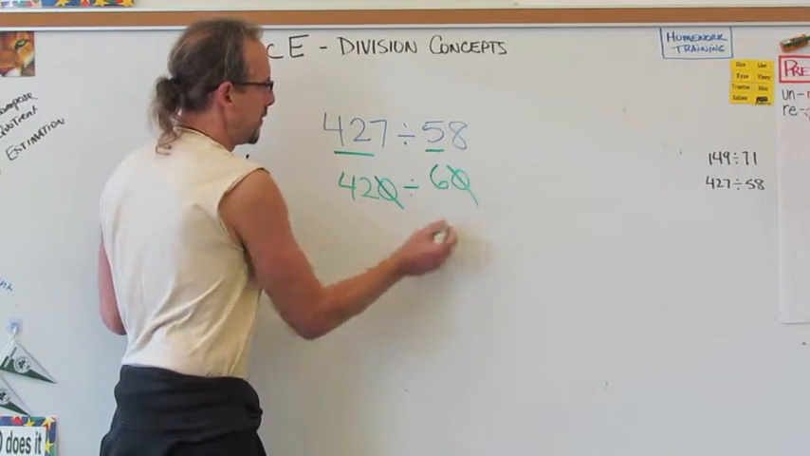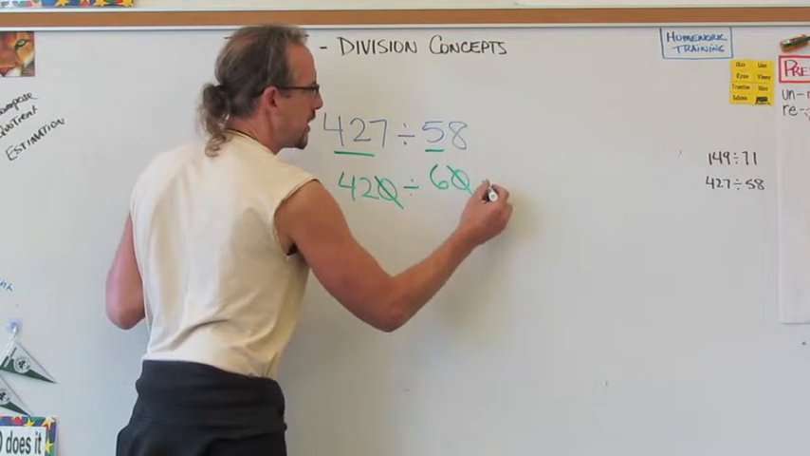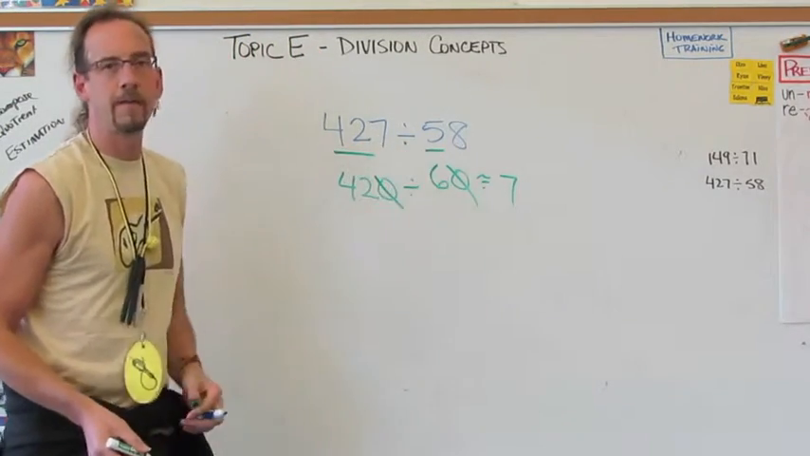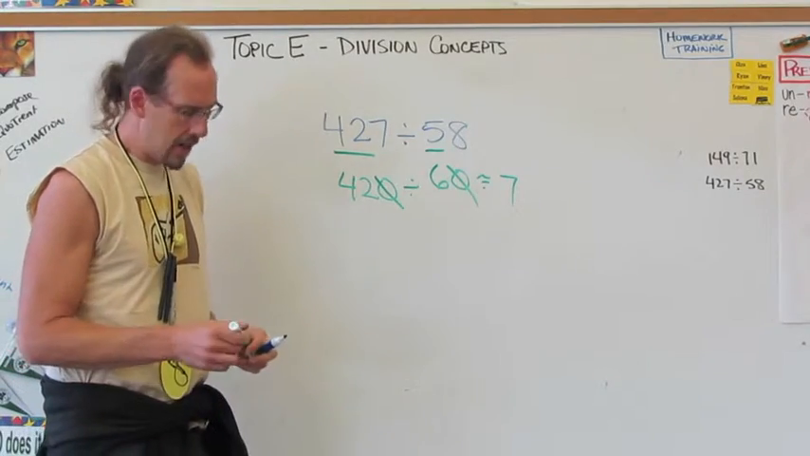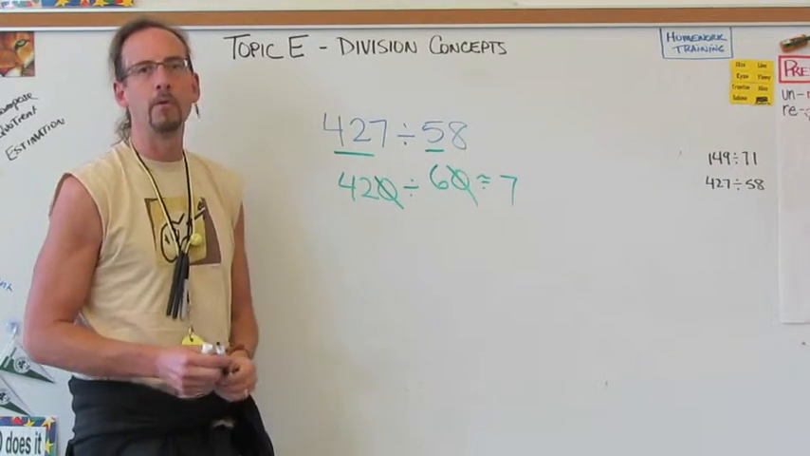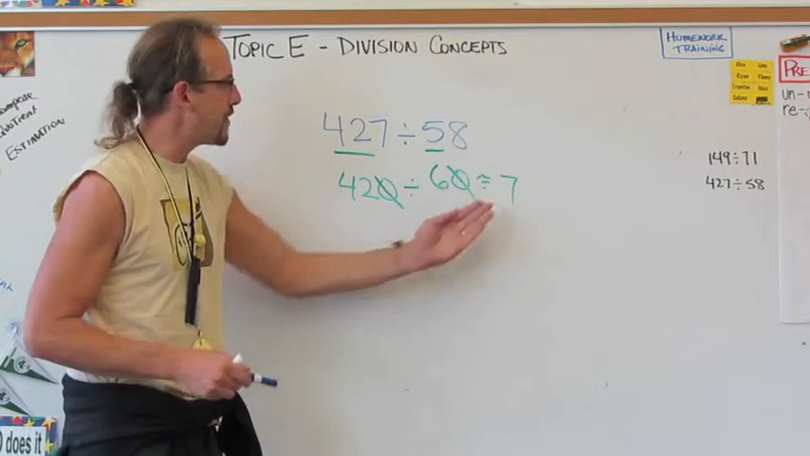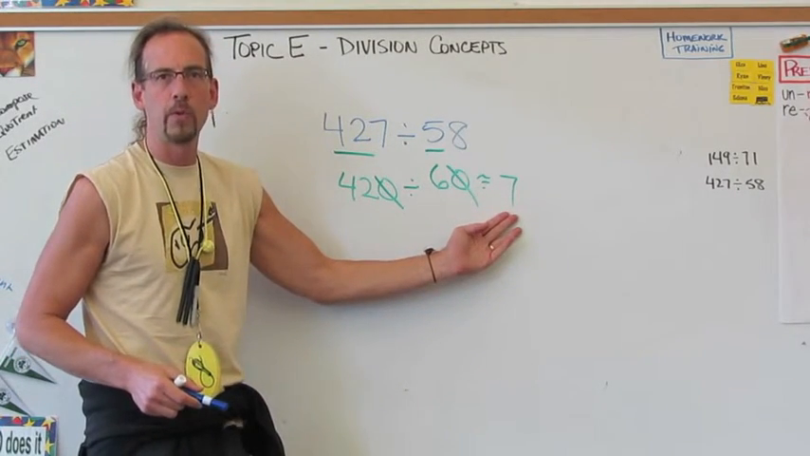And then again, 42 divided by 6 would be approximately 7. 427 divided by 58 will be about 7. And that's going to help us out a lot when we really start to divide these and learn the standard algorithm, because we'll have a starting point with which to divide.